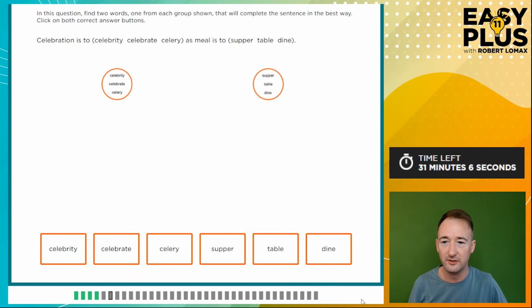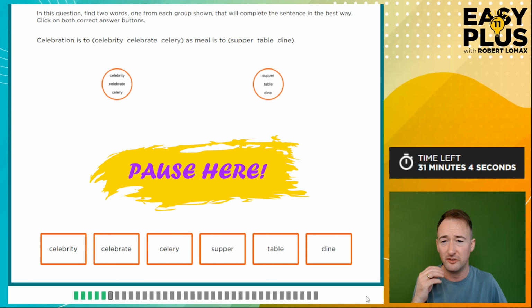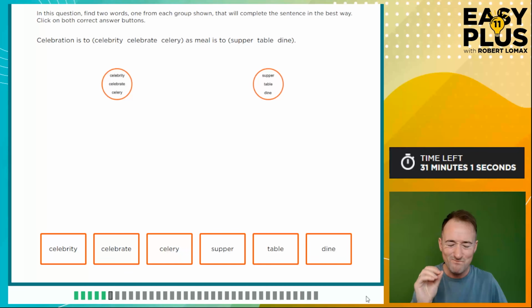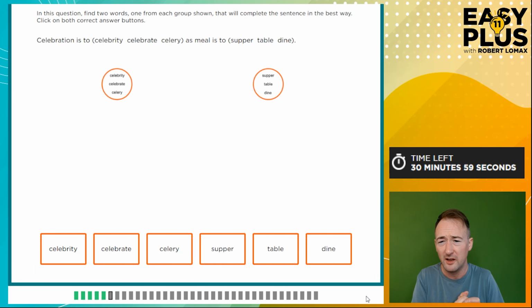That's clearly the answer. Celebration is to celebrity? Not that close a connection there. Celebration is to celebrate. Celebration is to celery? Not really. So to celebrate, that really seems to go with it.